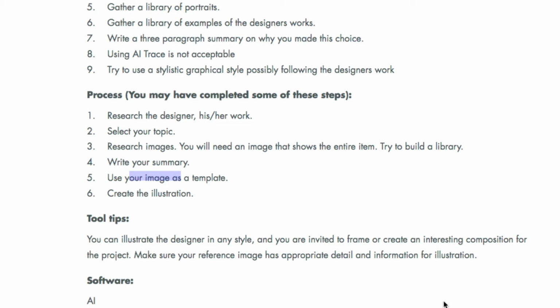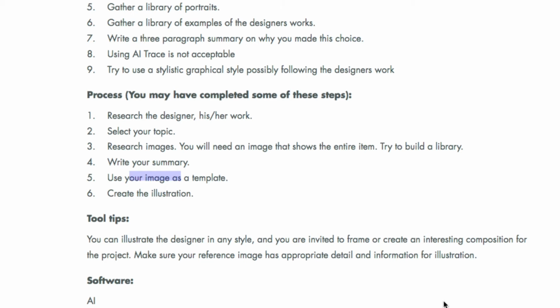Make sure your reference image has appropriate detail and information for the illustration. There's a couple of mid-century designers where there's a lot of bad pictures of them. One of them is Jacqueline Casey. I love Jacqueline Casey, but there's a lot of blurry, grainy images, and if you can't extract detail from it, it's not going to look good.